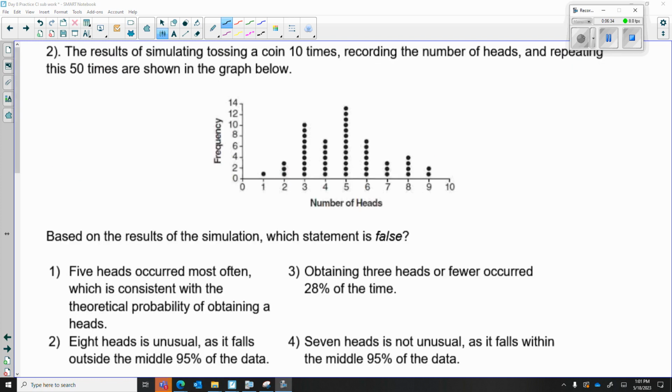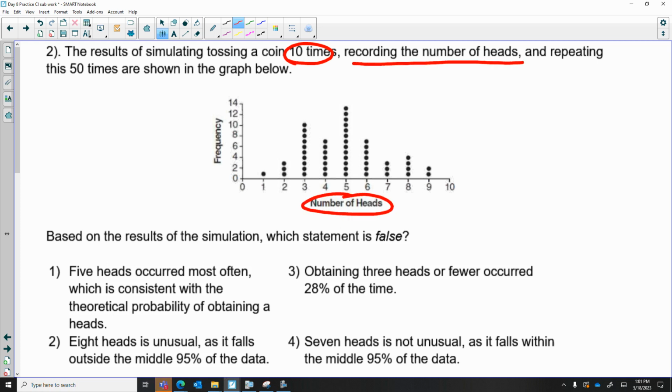So now we go to this multiple choice question, and this multiple choice question is talking about tossing a coin. Specifically, we're tossing a coin 10 times, and we are recording the number of heads. So notice on the x-axis it says the number of heads, not the proportion of heads. And then we're going to repeat this 50 times. So this is actually 50 dots. And each dot represents either me physically flipping the coin 50 times or me simulating flipping the coin 50 times with my calculator. And then it says, based on the results of this simulation, which statement is false?